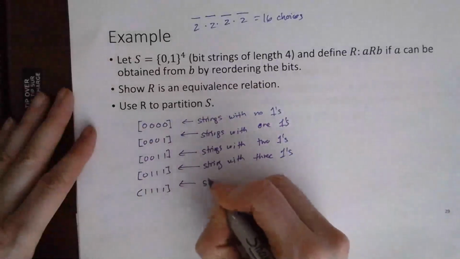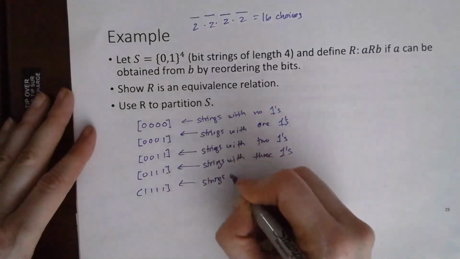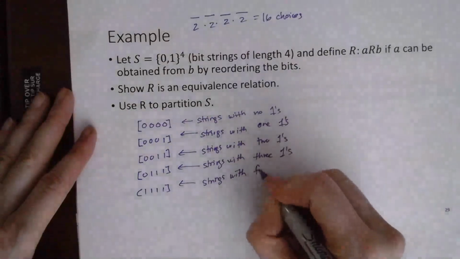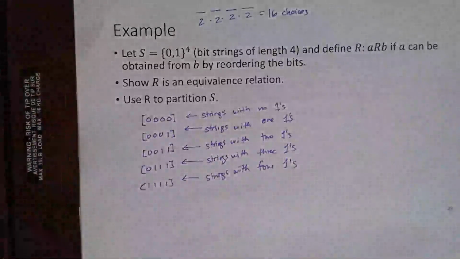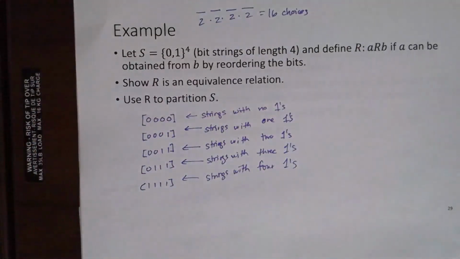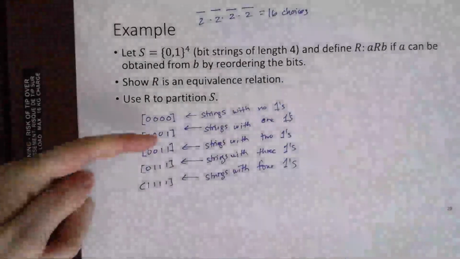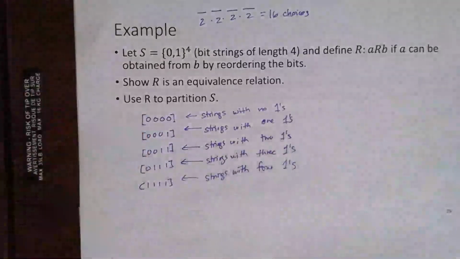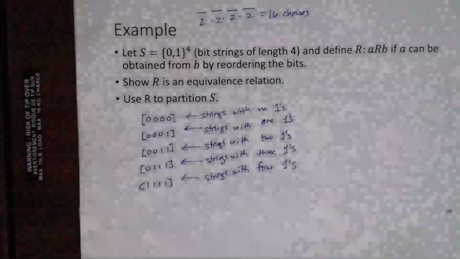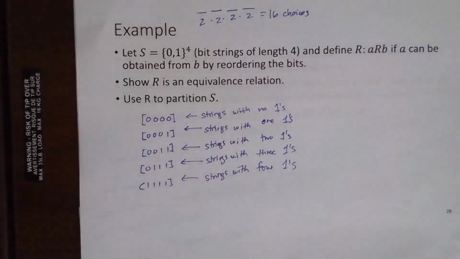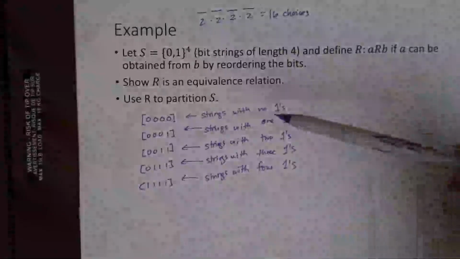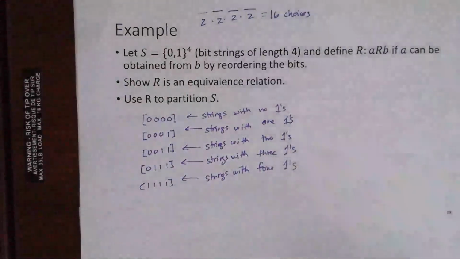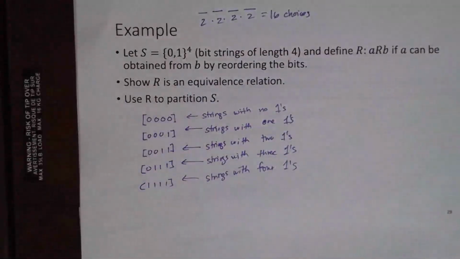So that would be all the strings with 4 ones. And that should cover everything, right? There's not going to be any overlap between these. There's not any string that's going to show up in this set that would be in any other set, because this one only has 1, this one has 0, this one has 2. There can't be any overlap. And I've accounted for every single thing. I've accounted for 0 all the way up to 4 ones, and since I've got 4 bits, I have to be able to go from 0 to 4. So I've accounted for every string.